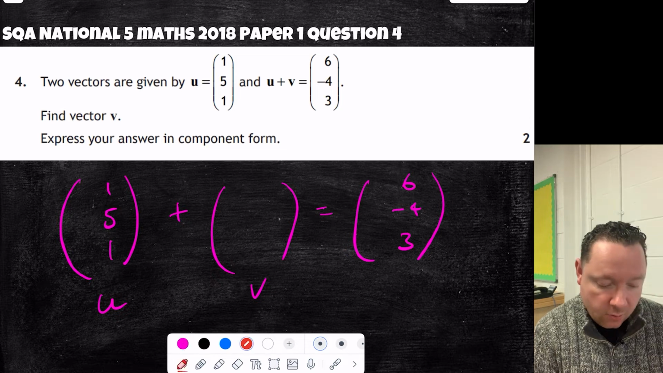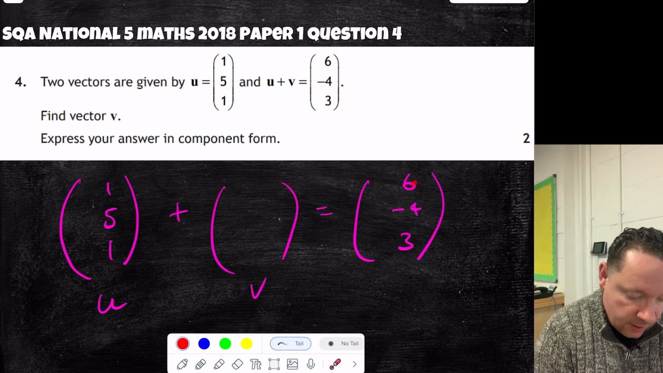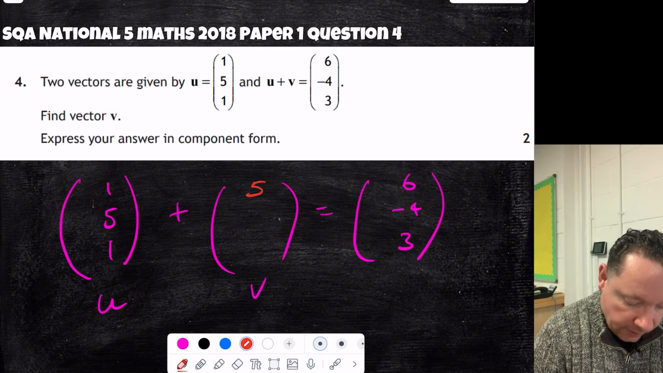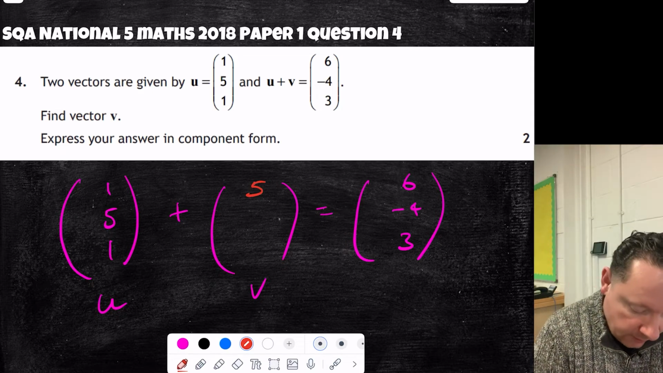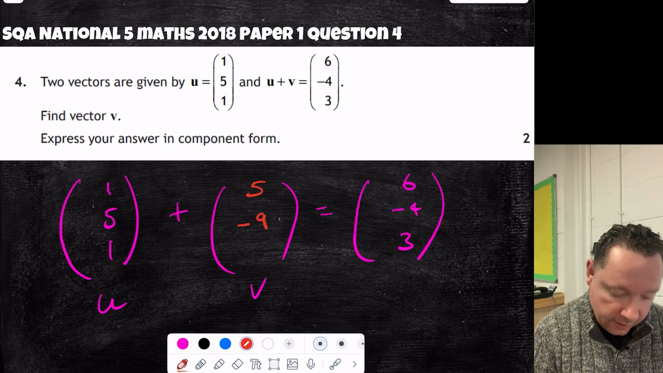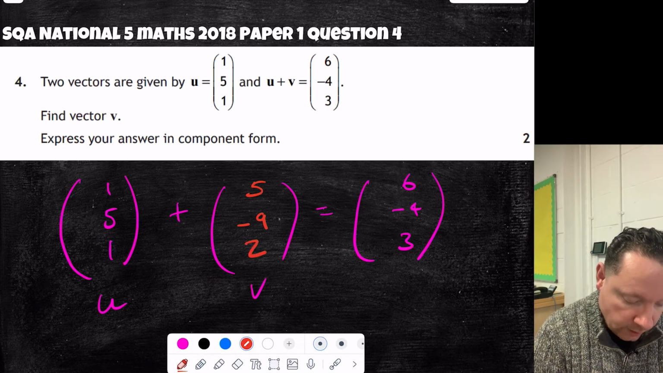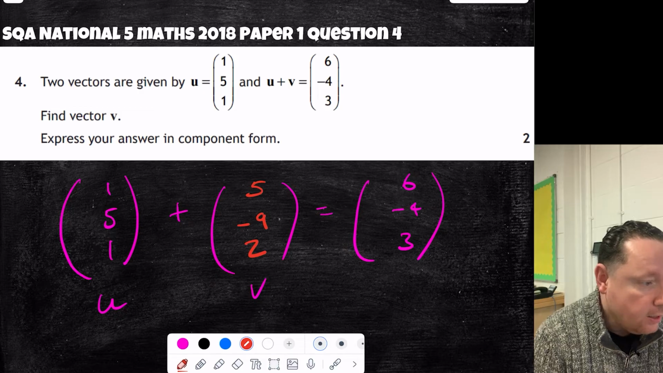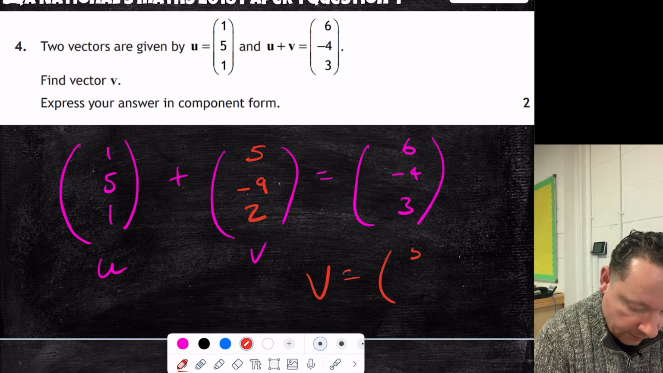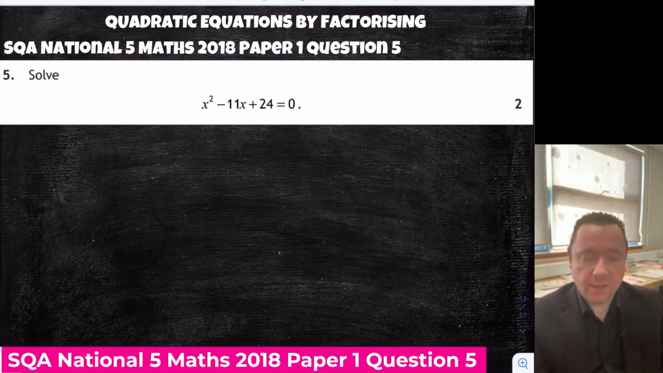So we're just working backwards. If we're starting at the answer, 6 take away 1 gives us 5. That means 5 plus 1 is 6. Minus 4 take away 5 is minus 9, doing the opposite of plus. 5 minus 9 is minus 4, just a quick check. And then 3 take away 1 is 2, just a quick check. 2 plus 1 is 3. So we're done. Just to write our answer out at the side, v is 5, minus 9 and 2, and we're done there.